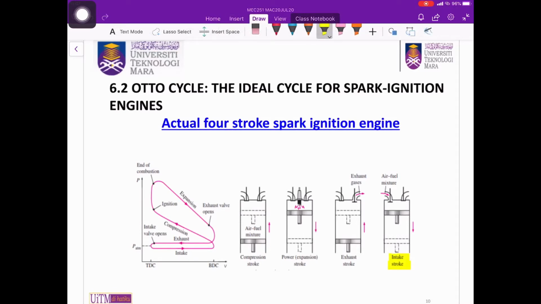Intake stroke, where the piston will move from top dead center, TDC, to bottom dead center, BDC, drawing in a fresh charge, a vaporized air and fuel mixture. During this stroke, the intake valve will open and the exhaust valve will close.